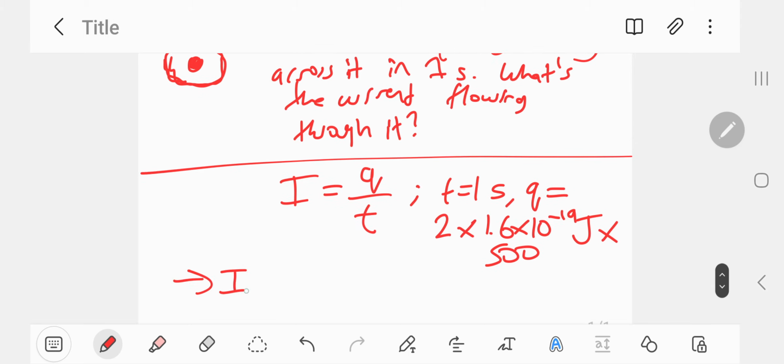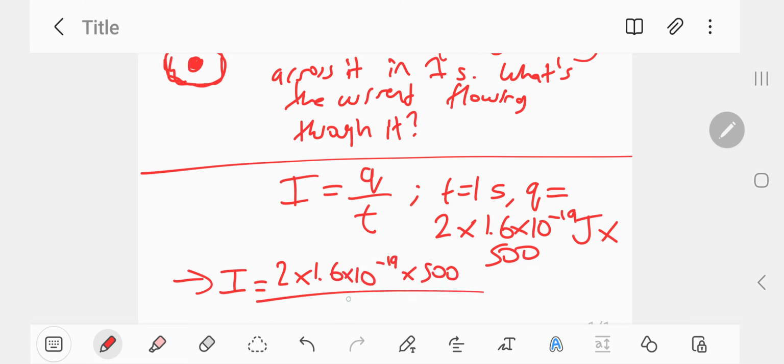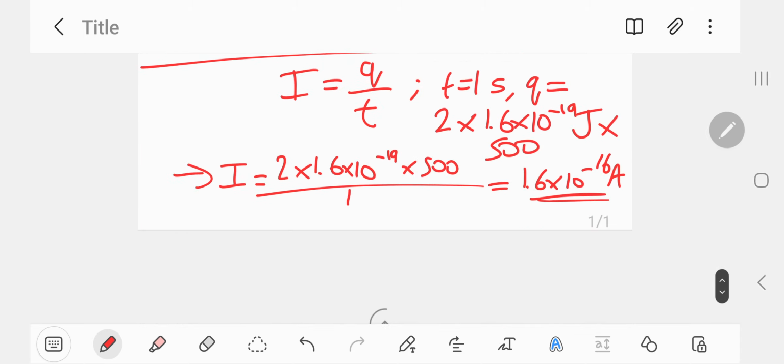So we just substitute. So I is equal to 2 times 1.6 times 10 to the minus 19 times 500, divided by 1. Work that out, you get around 1.6 times 10 to the minus 16 amps, right? Just a sanity check. 10 to the minus 16, yeah, it makes sense because we're talking about very small particles in this case, the ions, okay, and cells are very small as well. So that's how we use it.